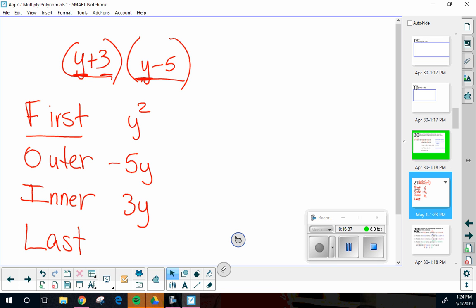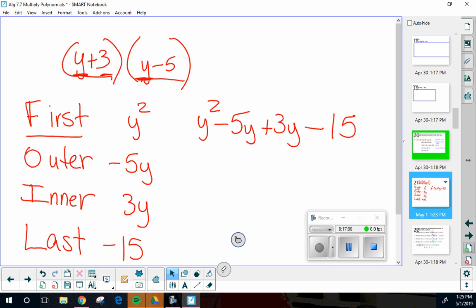And then last, which ones would be the last ones? 3 and negative 5. So what's 3 times negative 5? Negative 15. Okay, now we're not quite done yet, but we've multiplied everything together, so now we're just going to write it. So this should look like y squared minus 5y plus 3y minus 15.